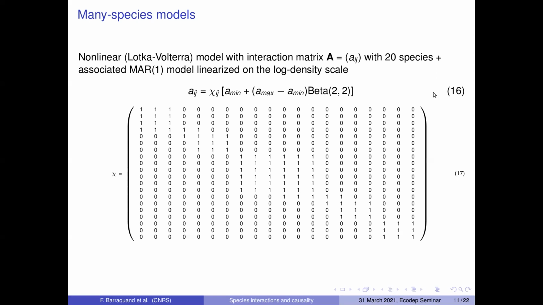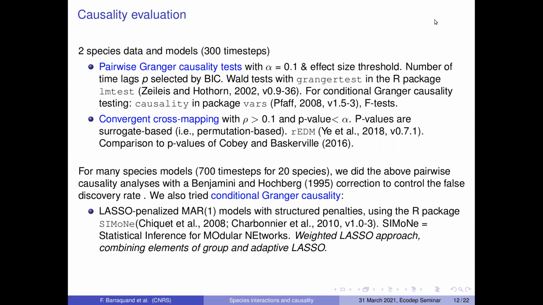Good. So now to the statistics. Then we had to evaluate causality on these models. For the two species models, we did pairwise Granger causality tests, and we used an alpha level of 10%, and we also used an effect size threshold. You're probably thinking, why an effect size threshold? Imagine you're under the null hypothesis, and there's no interaction between the two species. Normally, you would think that, in that case, p-values are uniformly distributed between 0 and 1.